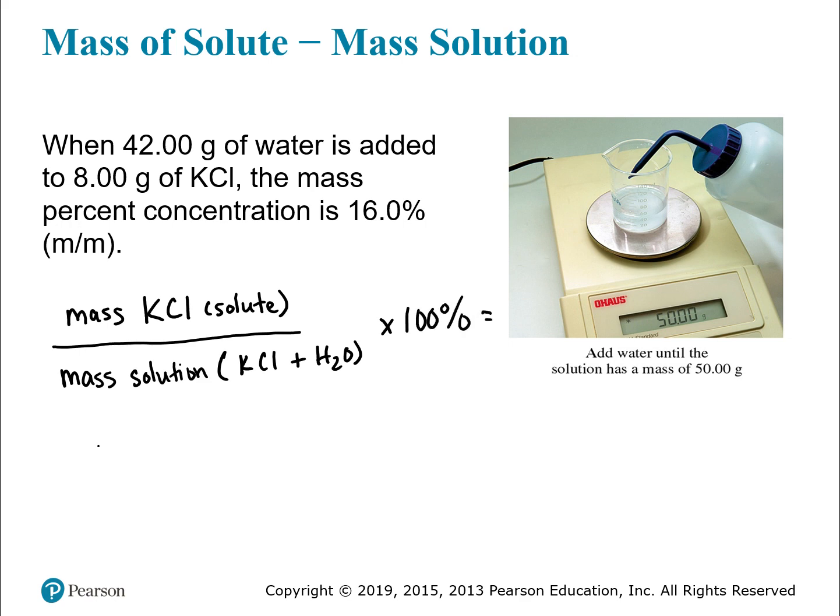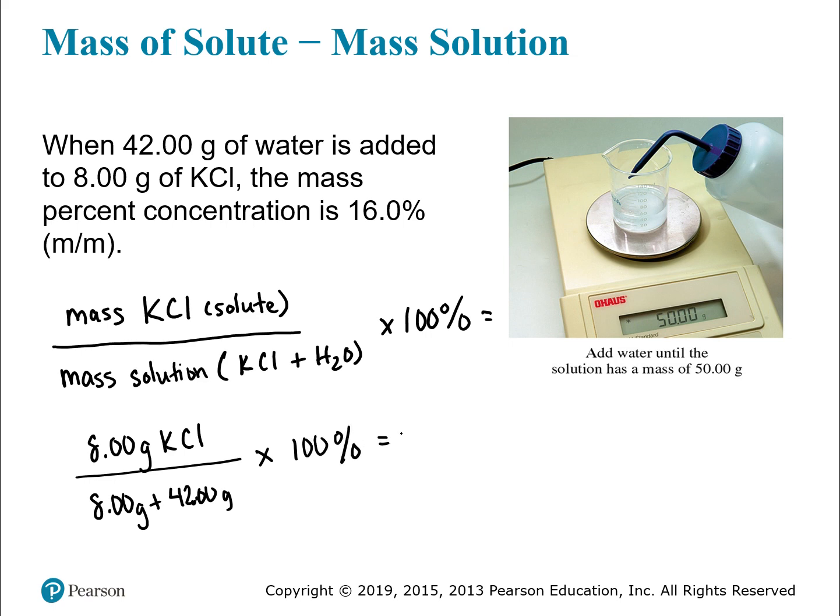When you do that, you're putting the 8 grams on top, and then you're doing 8 grams plus 42 grams on the bottom and multiplying by 100%. And that's how you get 16.0.